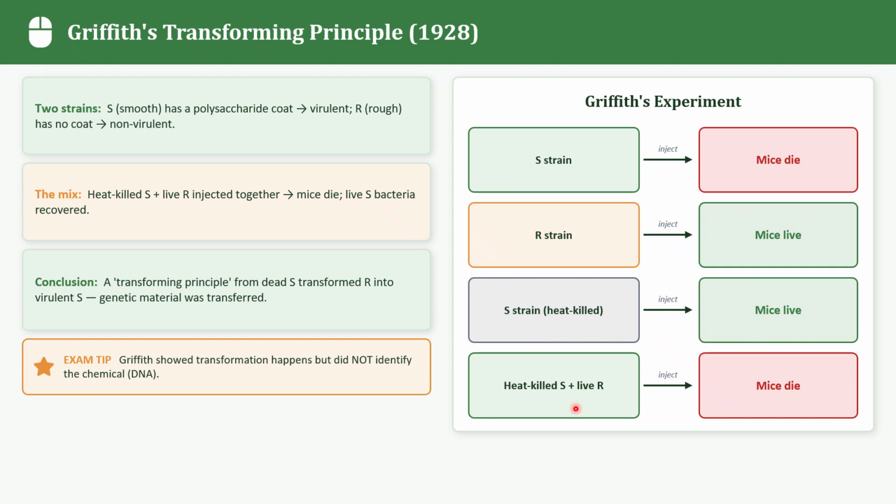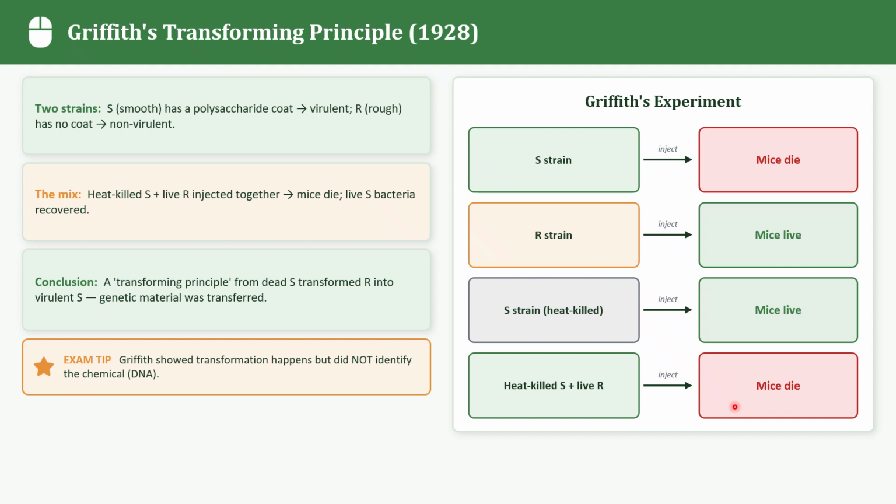In experiment 4, Griffith mixed the heat-killed S bacteria and live R bacteria and injected them into the mice. Unexpectedly, the mice died. When he examined the dead mice, he found living S bacteria. You may have a question: how did this happen? The dead S bacteria somehow transferred something to the live R bacteria. That unknown substance changed R bacteria into disease-causing S bacteria.